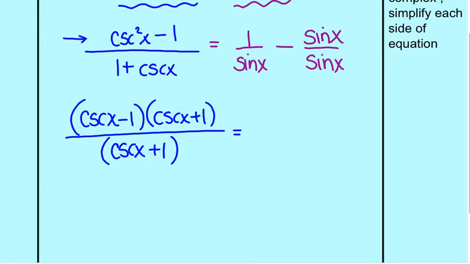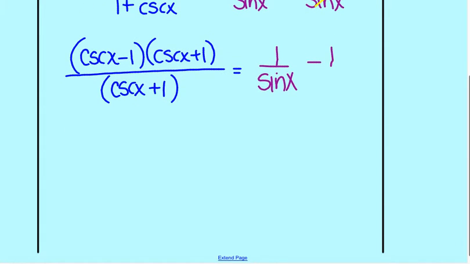All right, right-hand side. 1 over the sine of x, I'm going to leave that alone for just a moment. And now notice the sine of x divided by the sine of x cancel out. So we're left with minus 1.